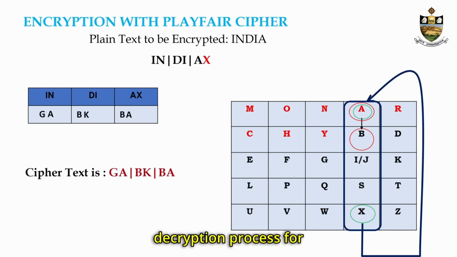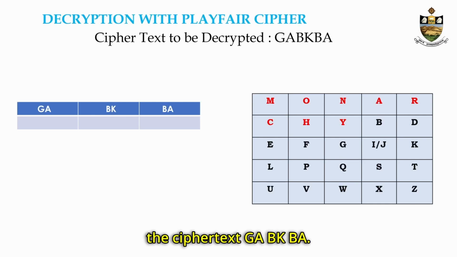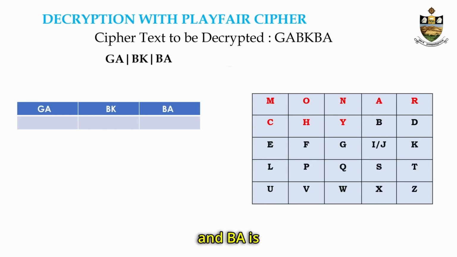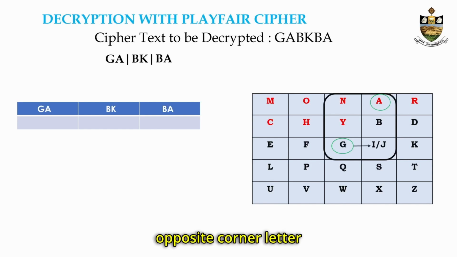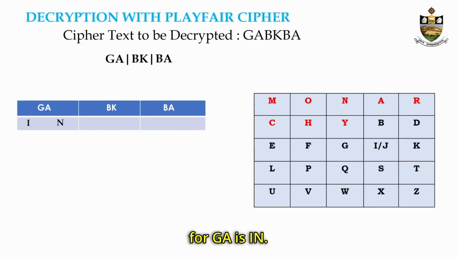Now we'll see the decryption process for the ciphertext GABKBA. The first procedure is to pair the ciphertext: GA one pair, BK another pair, and BA the third pair. Here we follow the decryption rule, just the reverse of the encryption process. Take the first pair, GA. G is in third row, third column. A is in first row, fourth column. Since both letters are not in the same row or same column, the third rule applies here. So form a rectangle and replace G with the opposite corner letter, that is I, and for A, it is N. The plaintext for GA is IN.